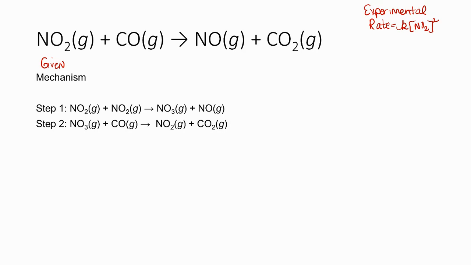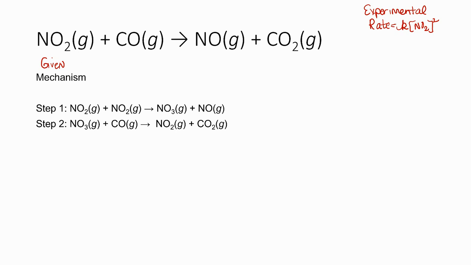Most likely this was somebody's PhD, their life for like 6 years, trying to come up with this mechanism and prove it. And so no one's going to ask you to come up with the mechanism. But when we look at this, what we're seeing is a couple things. This proposed mechanism has the reaction occurring not in one step, but in two. So let's kind of go through what they outlined. Step one is NO2 collides with NO2, and it makes NO3 and NO.